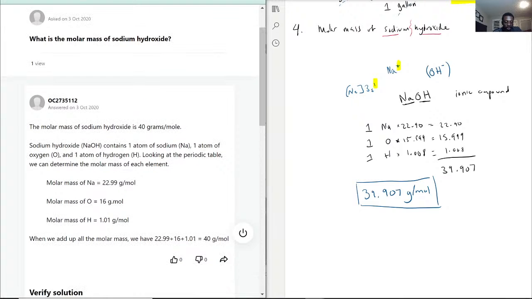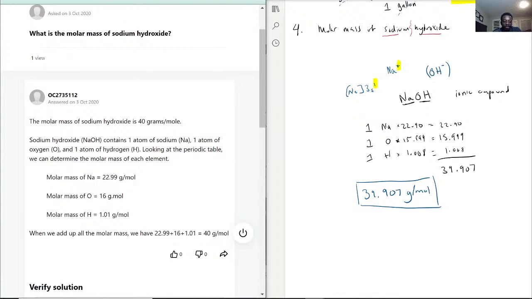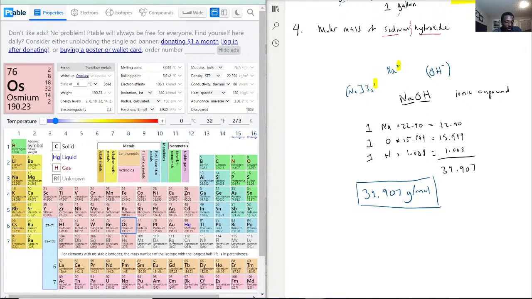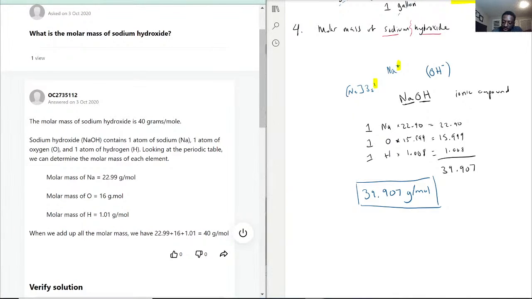So let's see here. Yep, they rounded a little bit differently than I did, based on, I guess, the periodic table as well. Oh, did I really put, I missed a 990. That does change the answer just a slight bit. Let me see here what I get when I include the extra 0.9. Oh, okay, so I can see how they got 40. It's quite close to 40.